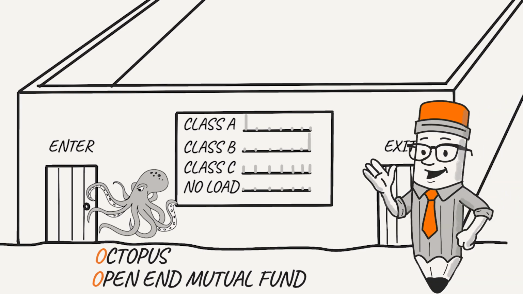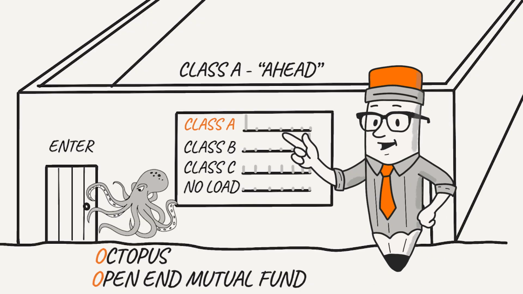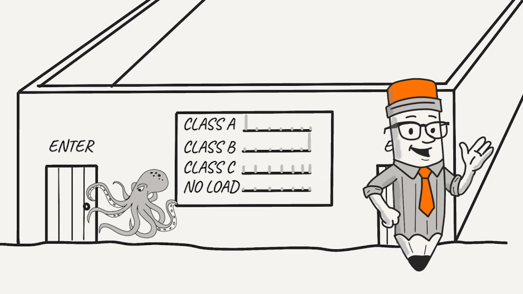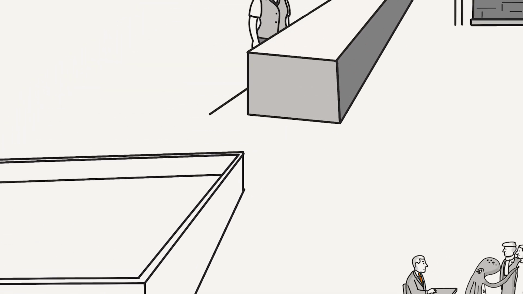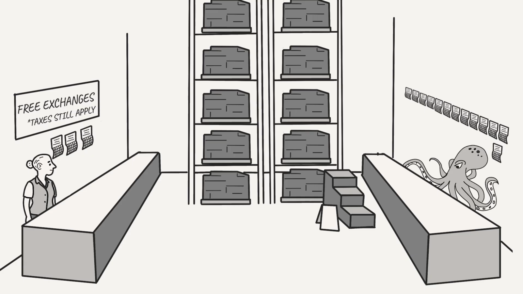This is Mr. Octopus, who manages an open-end mutual fund. You want in Class A shares, paying more on the front end and less over time. Let's go to Mr. Octopus's warehouse to see how we can get a discount. This scene should help you remember front-end load discounts.